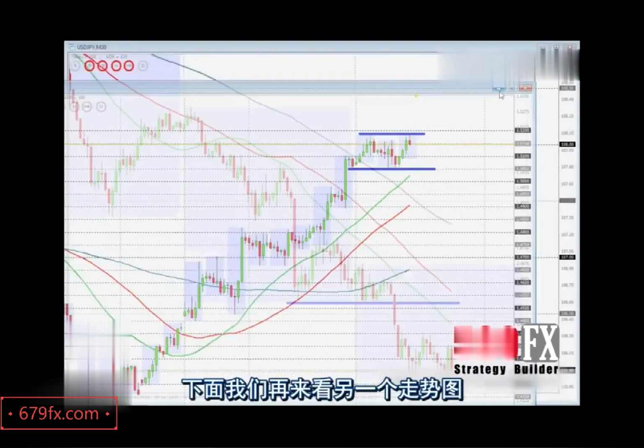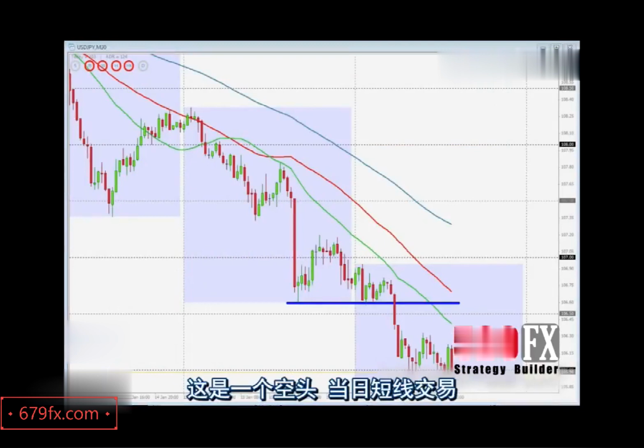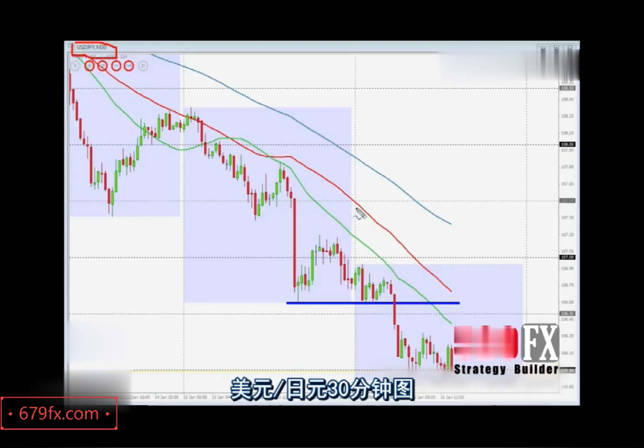Now I'm going to show you the other setup. Following today, it's a possible short entry, intraday type of trade. This is the 30 minutes chart. It's a setup based on the 30 minutes chart on the USD against the JPY, meaning the American dollar against the Japanese yen. Like I say, anything that is based on the 30 minutes time frame, in my opinion, is considered an intraday type of trade.